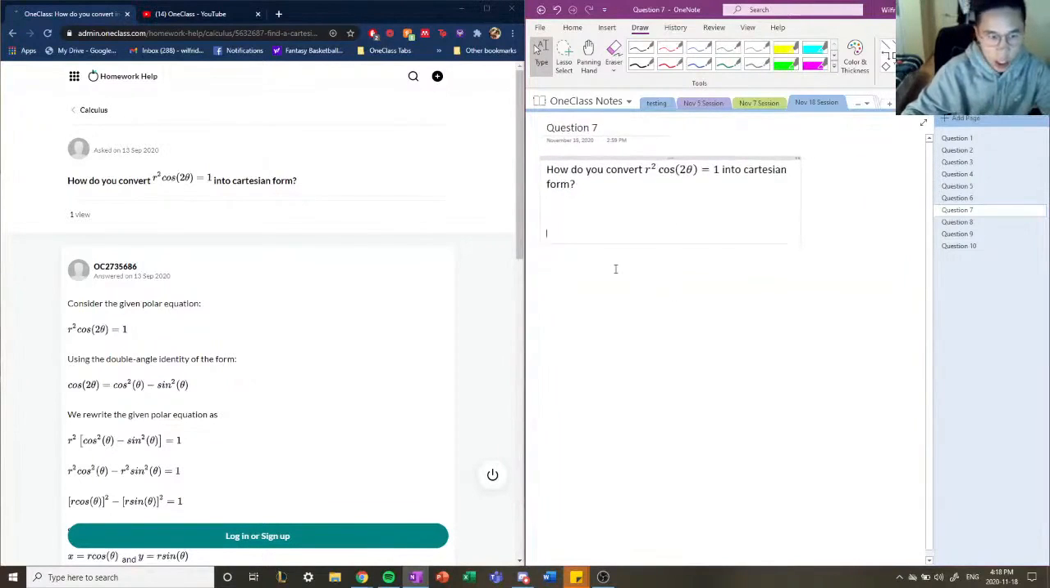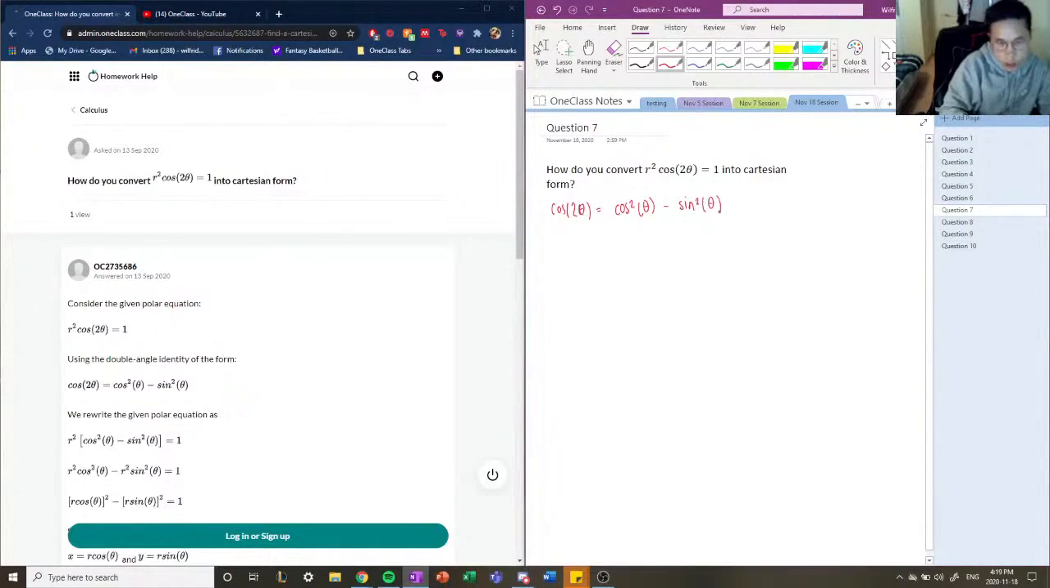Okay, so we have to remember our double angle identities here. So we know that cos of 2 theta equals cos squared theta minus sine squared theta, okay? So we'll have to use this double angle identity to solve this problem, right?